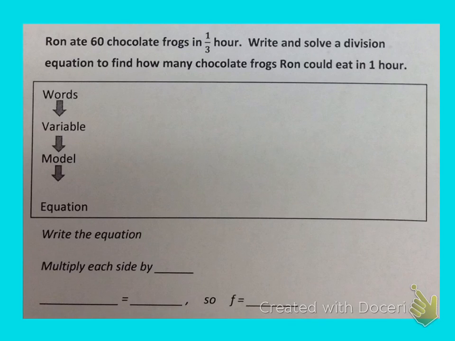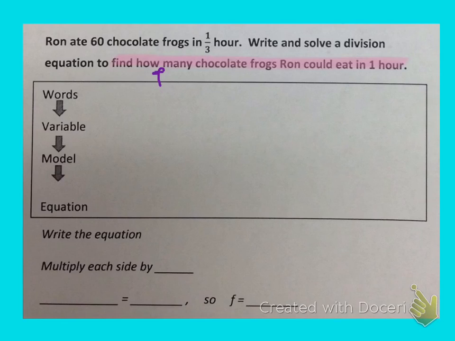Ron ate 60 chocolate frogs in 1/3 hour. Write and solve a division equation to find how many chocolate frogs Ron could eat in 1 hour. So we need to find how many chocolate frogs he could eat in 1 hour. That's our unknown. How many chocolate frogs? So I think that maybe F for chocolate frogs would be a good idea.